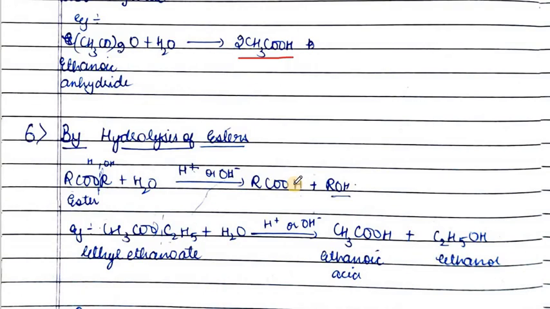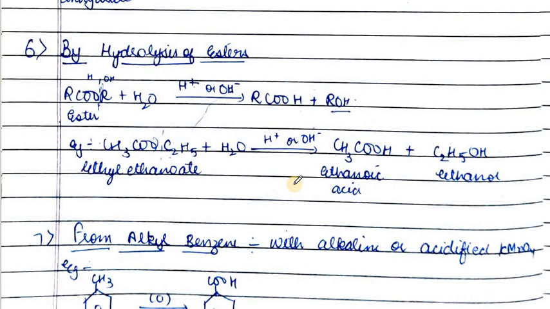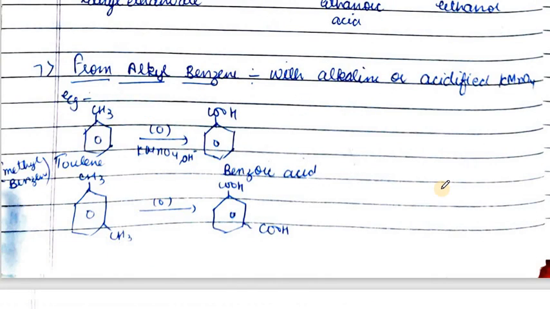We can also prepare carboxylic acids from hydrolysis of esters, that is esters with water in the presence of acidic or basic medium give carboxylic acids plus alcohol. Here water combines like this, bond cleavage takes place, and H gets attached to O and OH gets attached to R, so carboxylic acid and alcohol are formed. Similarly, if we take the example ethyl ethanoate, CH3COOC2H5, again we get CH3COOH, ethanoic acid, plus alcohol, that is ethanol. And next is from alkyl benzene.